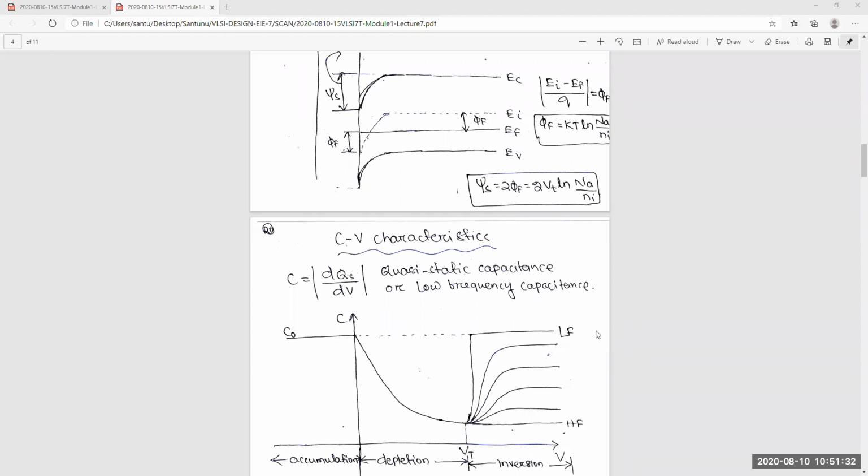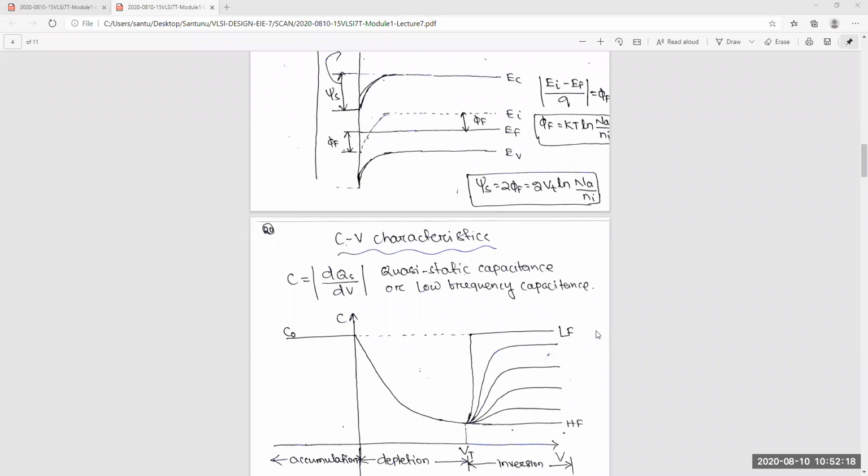But at low frequency, what happens? At low frequency, the mobile electrons will get sufficient time to generate and to come to that surface. At low frequency, a low frequency small signal, the thermally generated mobile electrons will get a lot of time to stay or to come at the interface. So that's why the capacitance at this low frequency is almost the same as your accumulation region.